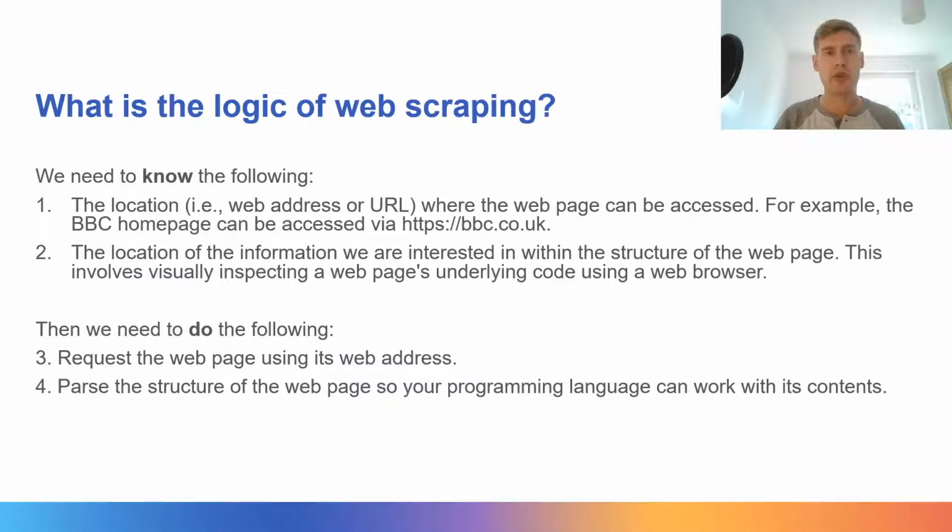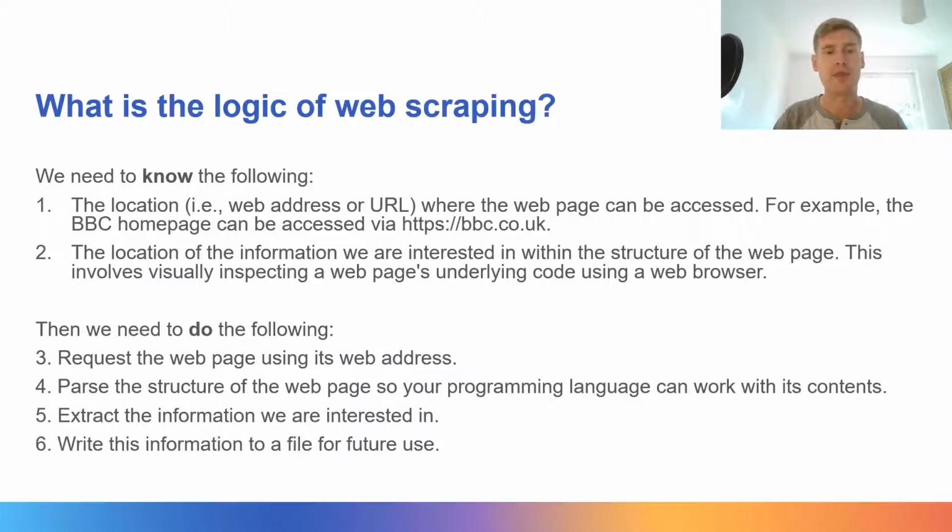Once we've requested the web page, we then need to parse, or we need to understand the structure of the web page, so then we can start picking out the bits of information that we need. In essence, this is basically telling Python, in my case, that what we've requested is a web page, it's structured like a web page, and to take that into account as we move forward. So once we understand the structure of the web page, then we can start picking out the bits of information that we're interested in. And then we can write that information to a file so we can use it for our analysis later. So six key bits, or six elements of logic, to web scraping. Two relate to knowledge that we need, and four relate to practices that we need to engage in.